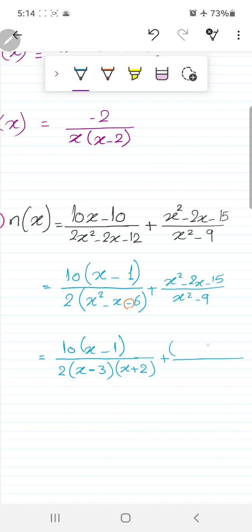Trinomial, open two brackets, x and x. Searching for two numbers: the product is 15 and their sum is negative 2, which is 5 and 3. Here we have negative, so the greatest, 5, goes with the middle, negative, and the other is positive. x² minus 9 is a difference between two squares. So x minus 3 and x plus 3. Okay.